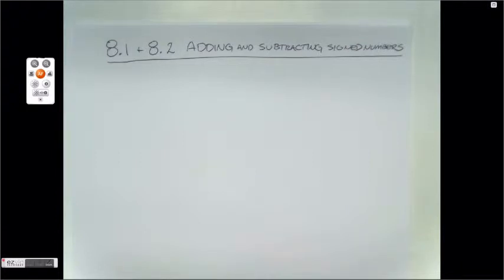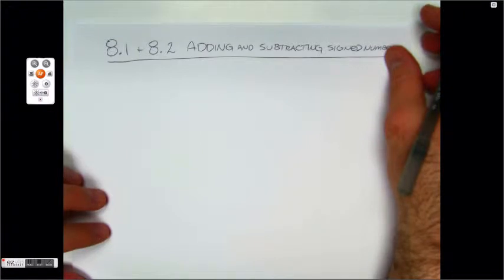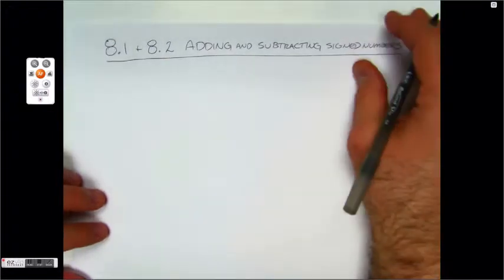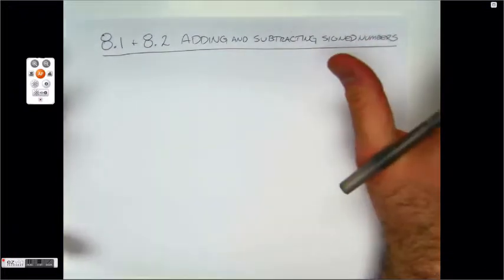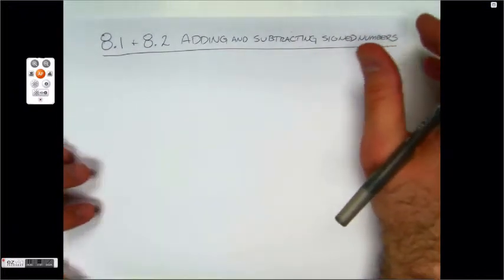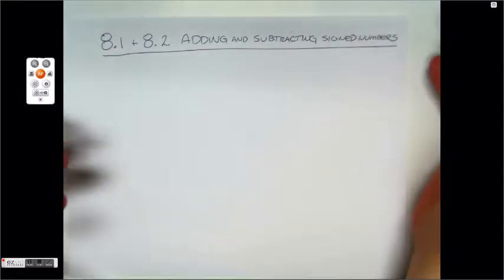Section 8.1 and 8.2, adding and subtracting signed numbers. Now, throughout the course, we've learned a lot of different numbers. We've done whole numbers, fractions, mixed numbers, and so on. What we want to do now is, the entire time we've worked with numbers, we've only worked with positive numbers. We want to add in signed numbers.